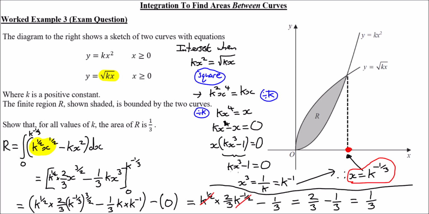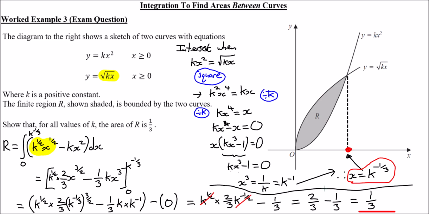So that's been shown quite exhaustively. You might be able to skip some of these steps here with your substitutions, but essentially that is why we get 1/3. So it's independent of k. As you can see here, k cancels because of these powers as given as such.